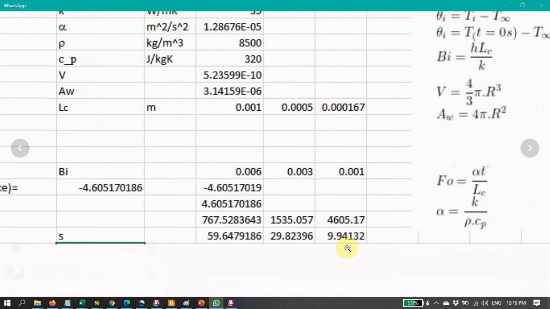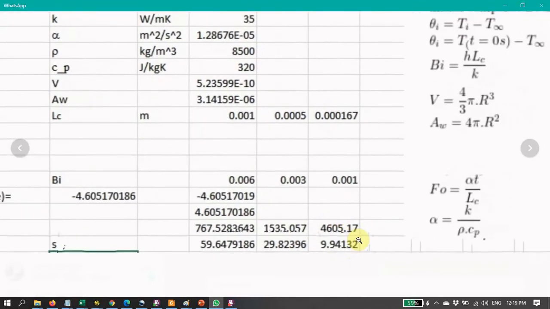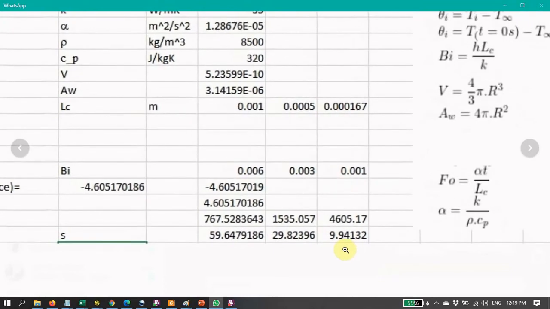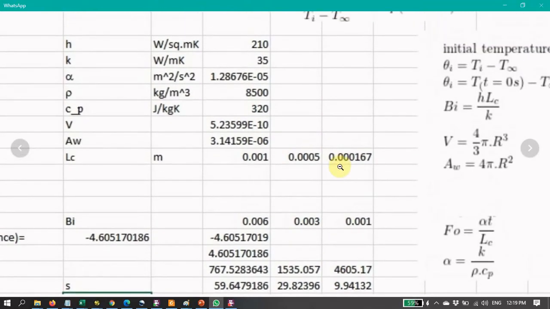If you look at the example, the value is about 10 seconds. So it is the closest to it. Right, how do we know that the value is correct? You can determine that the value is correct when you compare with the experimental measurement. If the experimental measurement shows the value is about 10 seconds, it means that the correct characteristic length is volume divided by wetted area.